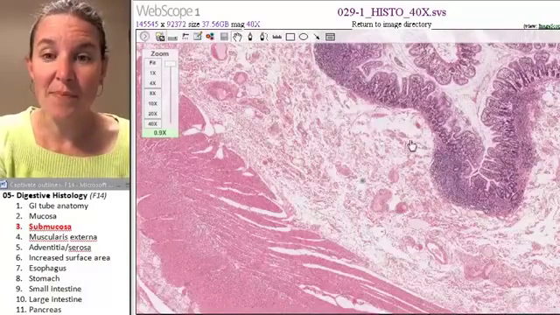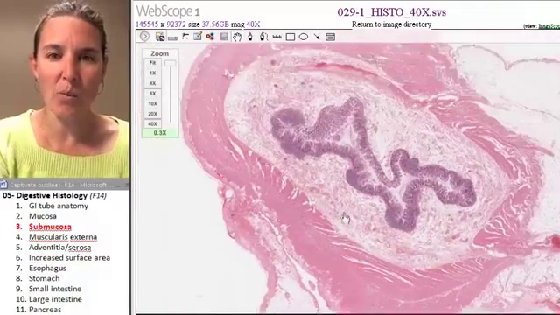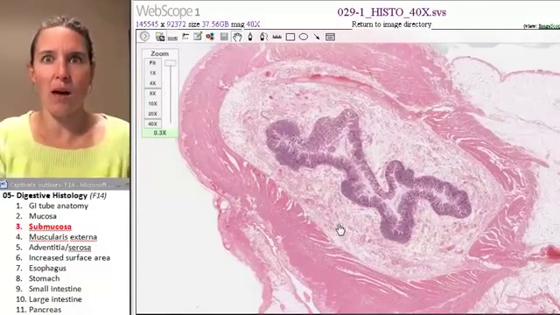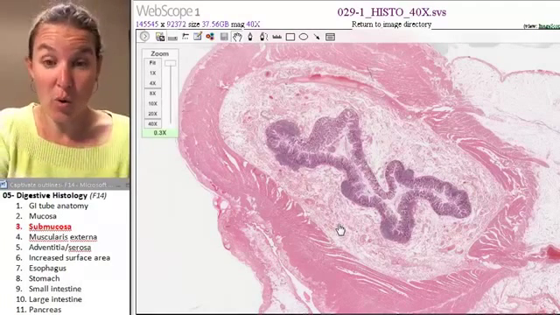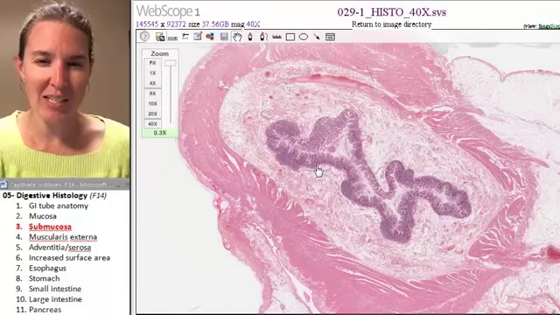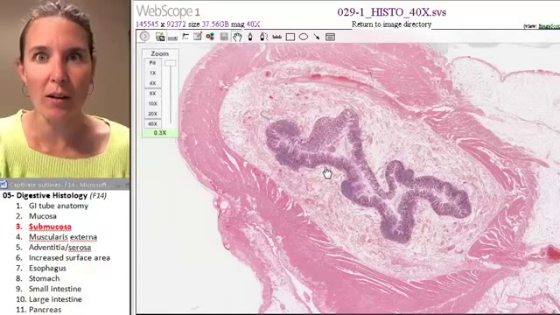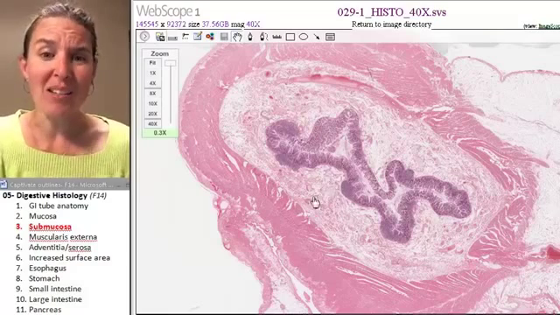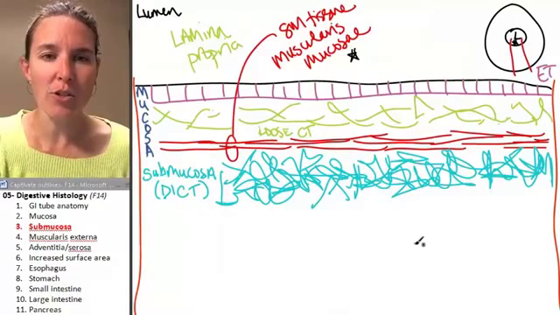So mucosa, submucosa. And it's not rocket science. Like it really, you just look at it and you go, oh, yeah, mucosa, there it is. You can go in closer and you can totally identify. I would expect to see muscularis mucosae right here along this line, and you will. I would expect this to then be submucosa. And it's that simple. There's your submucosa.